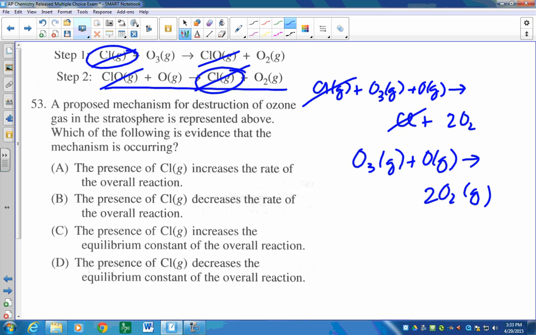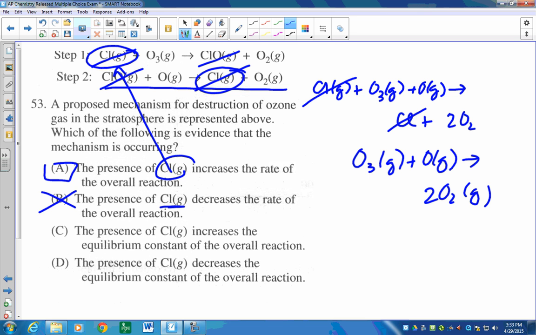The presence of Cl gas increases the rate of the overall reaction. That is absolutely true. Why? Because Cl is a catalyst. What do catalysts do? They increase the rate of the reaction by lowering the activation energy. B is wrong because the presence of Cl doesn't decrease the rate of the reaction. The reason why you add a catalyst is because it makes the reaction go faster by lowering the activation energy.